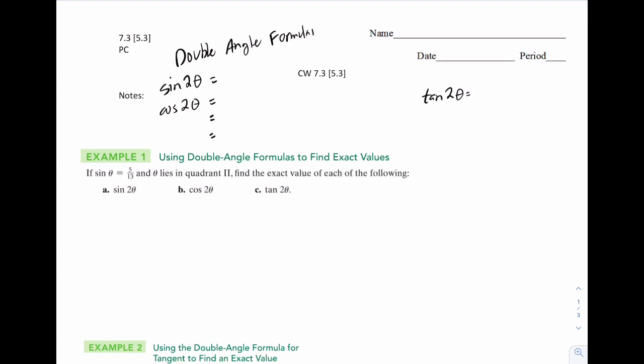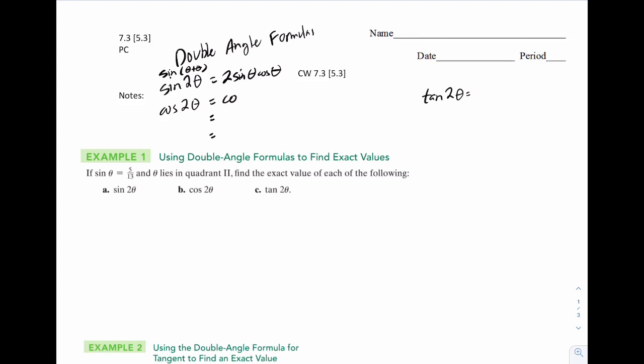Welcome to classwork 7.3, textbook section 5.3. Today we're going to cover the double angle formulas. And luckily you already proved them in our classwork last class. All you really have to do is think of sine 2 theta as theta plus theta, and then you can check your notes for last class. But ultimately it becomes 2 sine theta cosine theta.